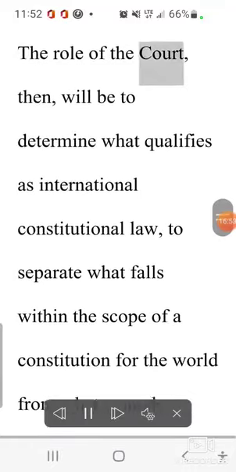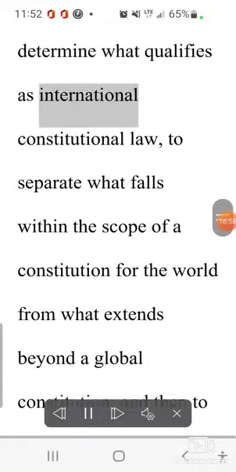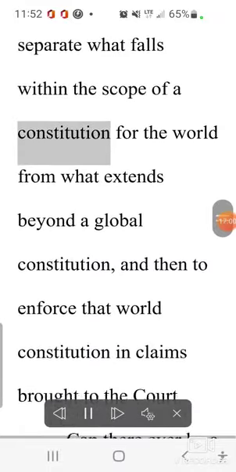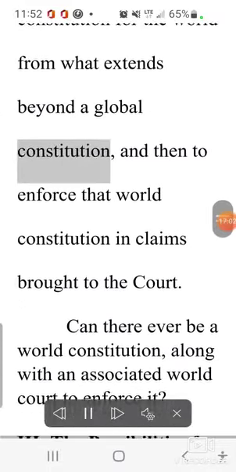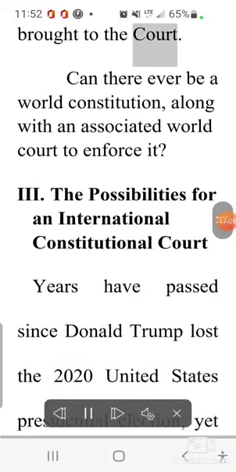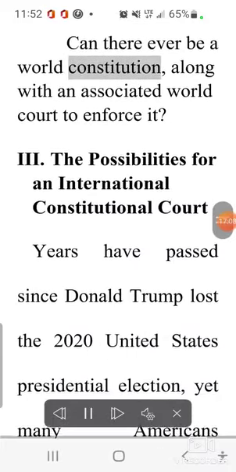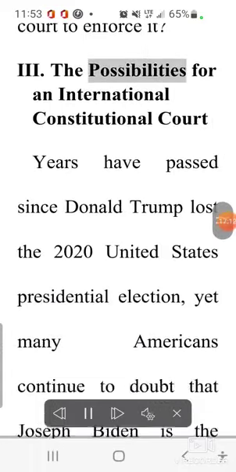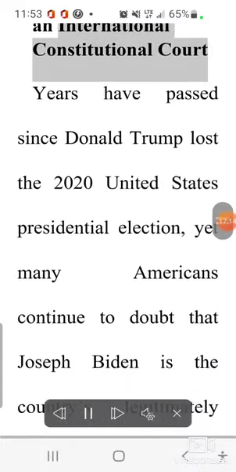The role of the court, then, will be to determine what qualifies as international constitutional law, to separate what falls within the scope of a constitution for the world from what extends beyond a global constitution, and then to enforce that world constitution in claims brought to the court. Can there ever be a world constitution along with an associated world court to enforce it? The possibilities for an international constitutional court.